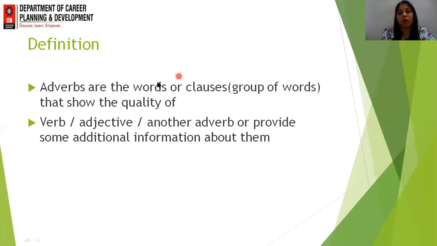So now if I talk about the definition of adverbs, adverbs are the words or clauses. Clauses means a group of words that show the quality of a verb, adjective, or another adverb, or provide some additional information about them. So when we talk about additional information, this means whenever we are qualifying, we are giving additional information for any verb, adjective, or adverb in a sentence. This is known as an adverb.